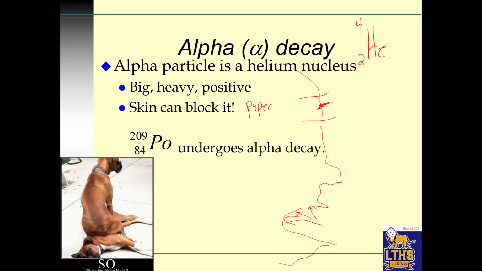Then that is a place that's vulnerable for it. So polonium-209, 84, undergoes alpha decay. Alpha decay means one of your products is going to be an alpha particle, and then you had to figure out what's left. So 209 equals 4 plus something. That something is 205. 84 equals 2 plus something. That something is 82. Now what is this element?